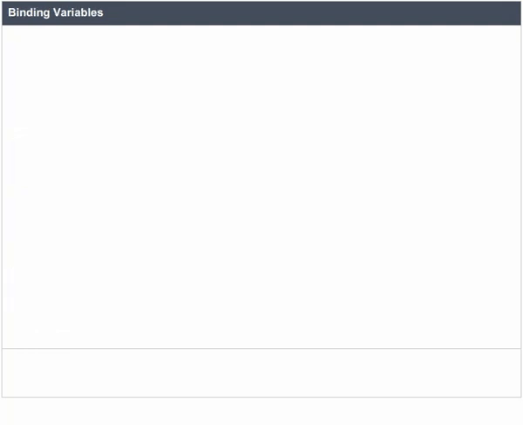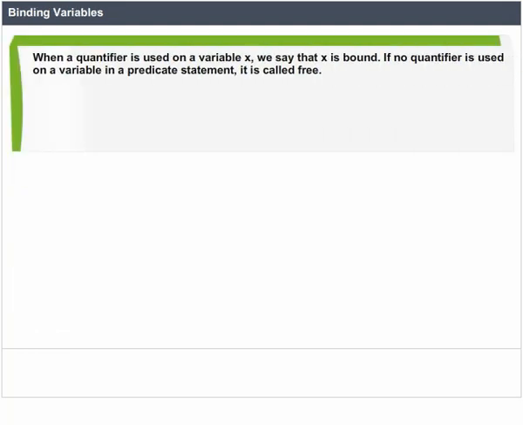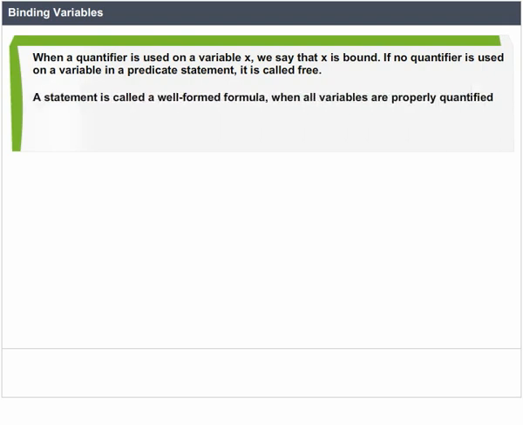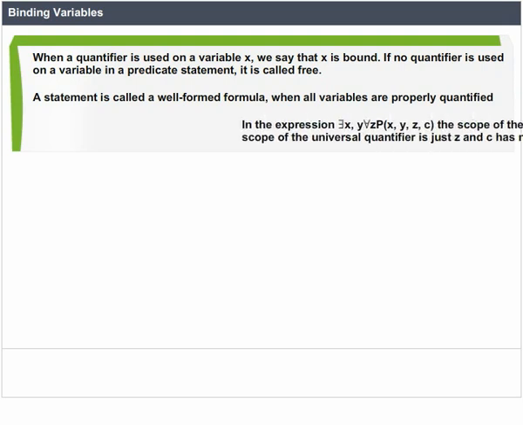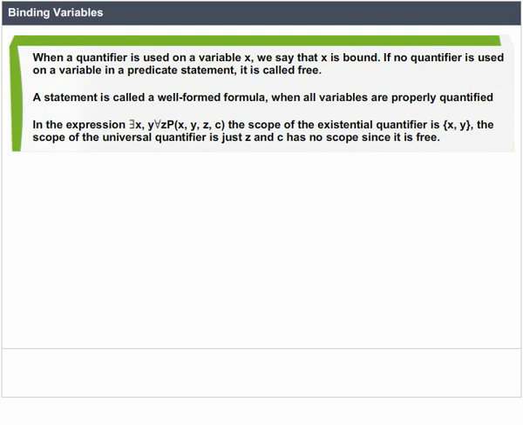Binding variables. When a quantifier is used on a variable x, we say that x is bound. If no quantifier is used on a variable in a predicate statement, it is called free. A statement is called a well-formed formula when all variables are properly quantified. In the expression, there exists x, y, for every z, P of x, y, z, c, the scope of the existential quantifier is x, y. The scope of the universal quantifier is just z, and c has no scope since it is free.